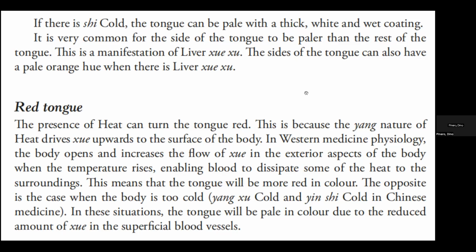So di ba ang position ng liver is nasa side ng tongue. So if there is a pale coloration on the side of the tongue, we could say that this patient has a liver blood deficiency. The side of the tongue can also have a pale orange hue when there is a liver blood deficiency. So the same po kung may pale orange coloration.